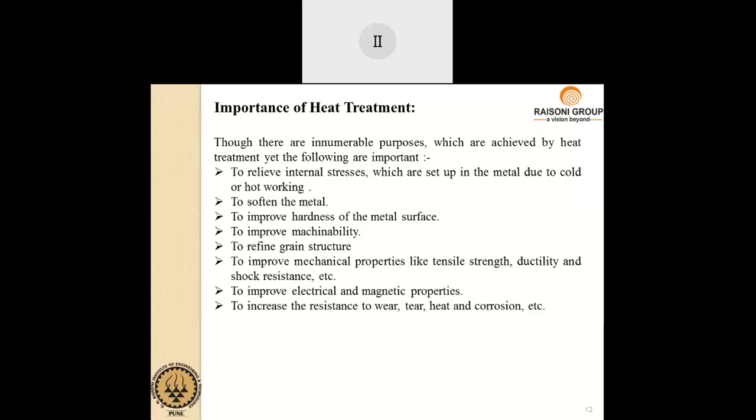If we cool that austenite fast, we get alternate layers of ferrite and cementite. It is called pearlite. If we go even faster with cooling, that is a water or oil quench, we get the formation of martensite.